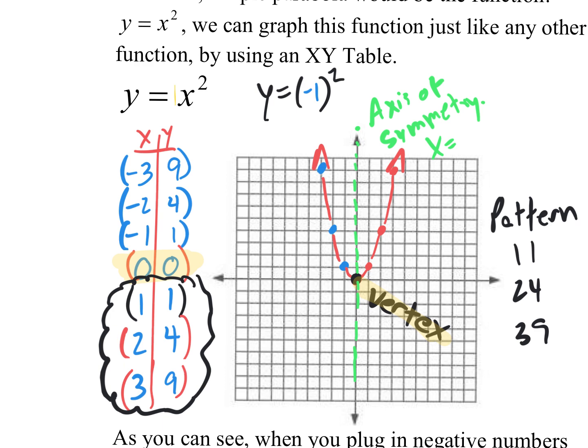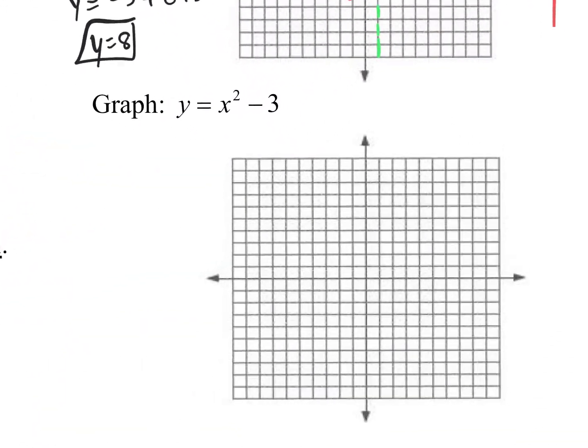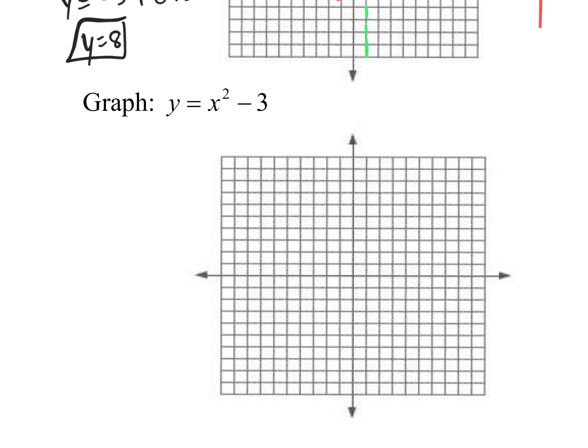Now, right here, those are actual locations: 1, 1, 2, 4, 3, 9. But if you go anywhere else, or a different type of parabola, if your a value is 1, you could use that pattern of 1, 1, 4, 2, 4, 3, 9. So right here, the a value is 1, and let's graph this, and let's use the pattern instead of an XY table.